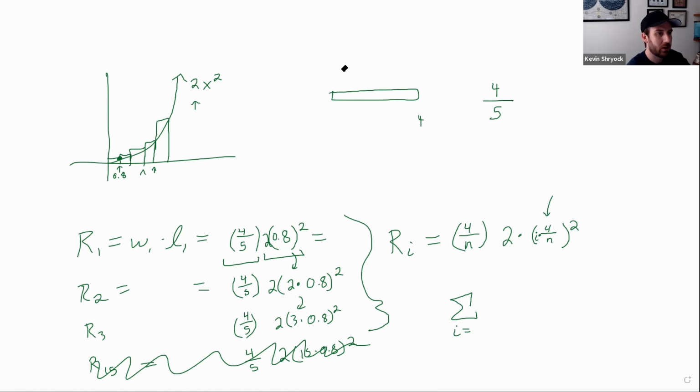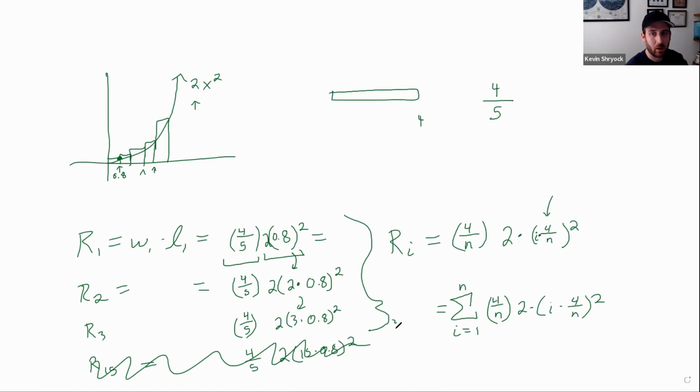So not i equals 0, i equals 1. I went over 1 rectangle width. How many did I go up to? n, because I didn't specify in this case. What is it that I'm doing addition with? I'm doing 4 over n times 2 times i times 4 over n squared. That's my setup. Adding up all the rectangles.